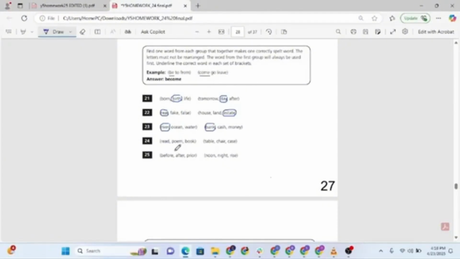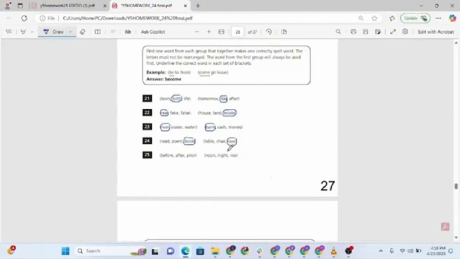Question 24. The correct answer is bookcase. This is because the word book from the first group and the word case from the second group join together to make the correctly spelled word bookcase. Therefore, the correct answer is bookcase.